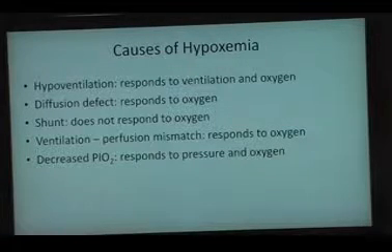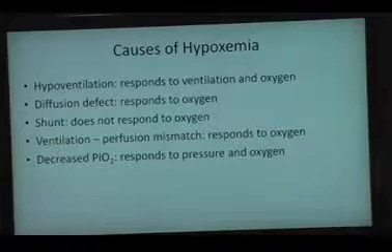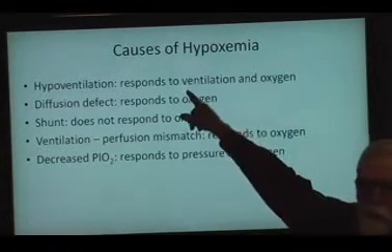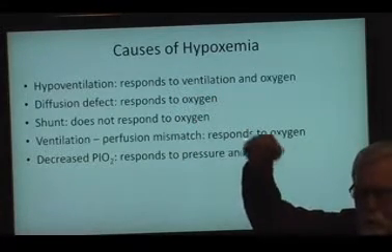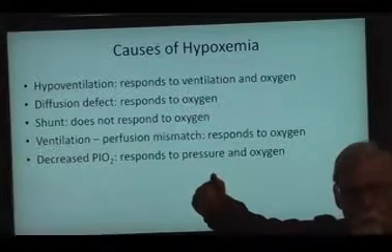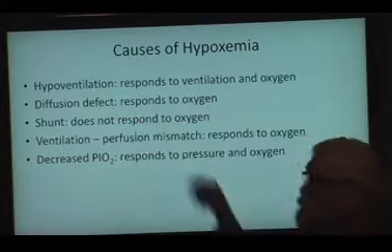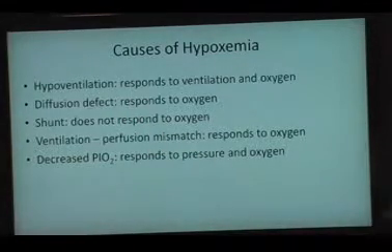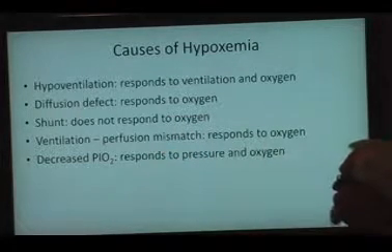So here are our causes of hypoxemia that we introduced at the beginning. Hypoventilation responds, actually, you can correct the hypoxemia with hypoventilation by administering oxygen, although the correct approach is to improve ventilation. So if a patient is hypoventilating and hypoxemic, if you normalize the PCO2, if you ventilate them, then their oxygen saturation should normalize. Diffusion defect responds to oxygen. Shunt does not respond to oxygen. VQ mismatch responds to oxygen.